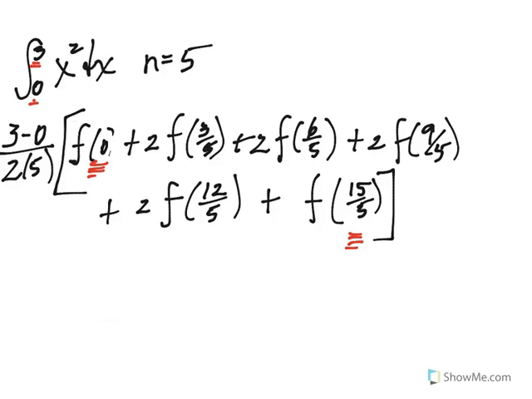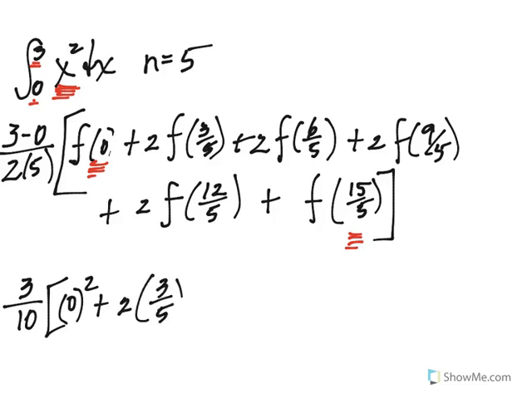In order to get these functional values, you're going to place each one of those x's into the original function, which is x squared. So let me just work out a few of these here. I'll have 3/10 out front. Inside of here, I'll have f of 0, which is 0 squared, plus the next functional value. It'll be 2 times 3/5 squared, plus, etc. And again, I'm getting those y values by plugging them into the original function.